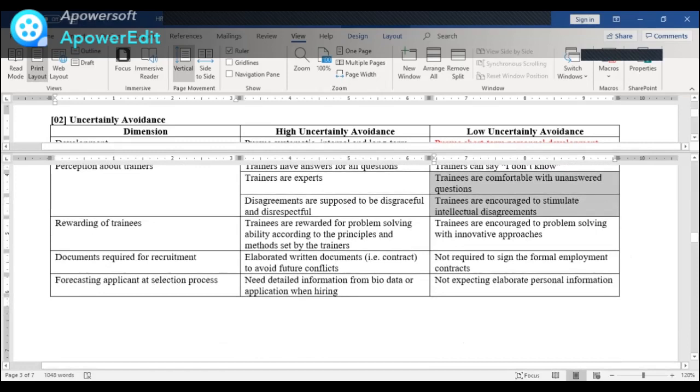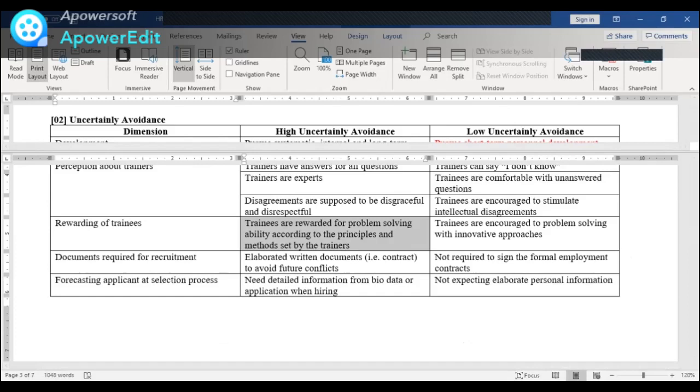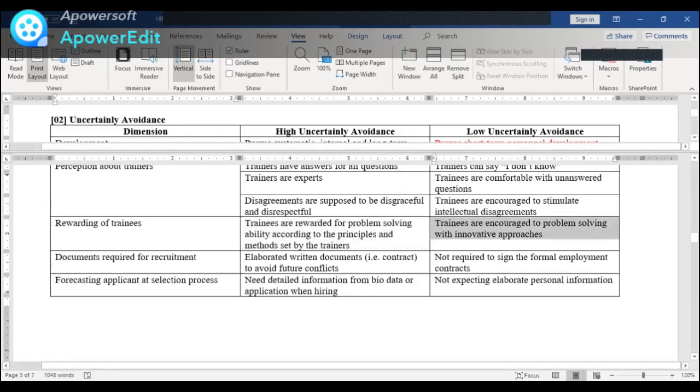Then rewarding of trainees. In high uncertainty avoidance culture, trainees are rewarded for problem-solving ability, but they have to solve the problem considering the principles and methods set by the trainers. However, in low uncertainty avoidance culture, trainees are encouraged to solve problems with innovative approaches, in their own way.